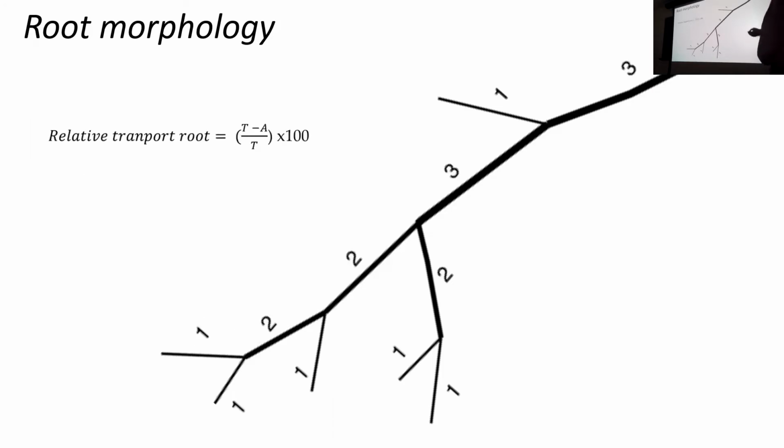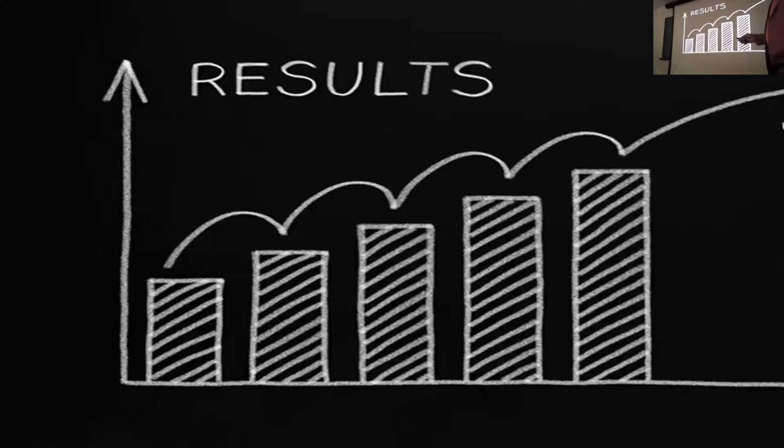And so to measure root morphology, I use the difference in the diameter of the transport root versus that of the absorptive root, divided by the transport root diameter, which gives us a relative difference, and multiplied that by 100. Okay, time for the results.